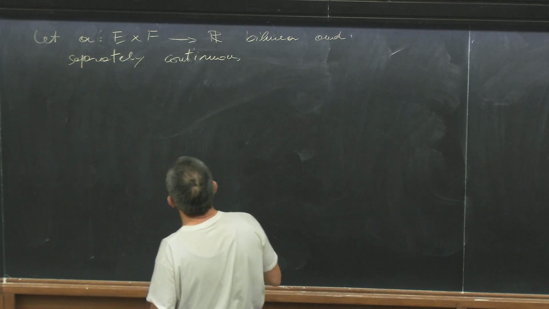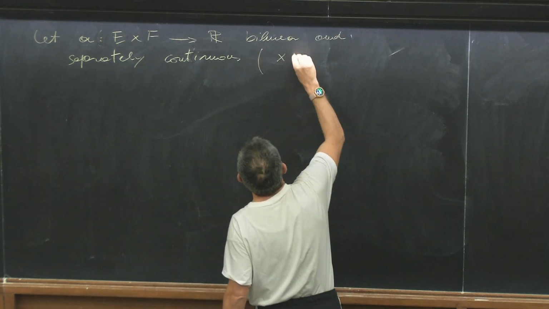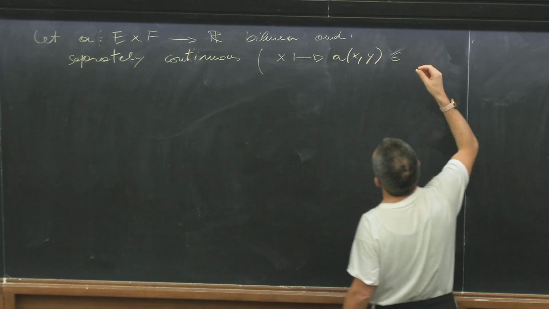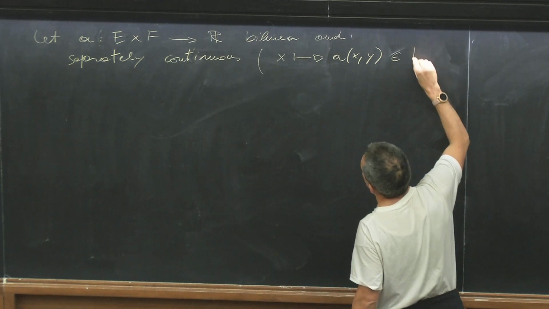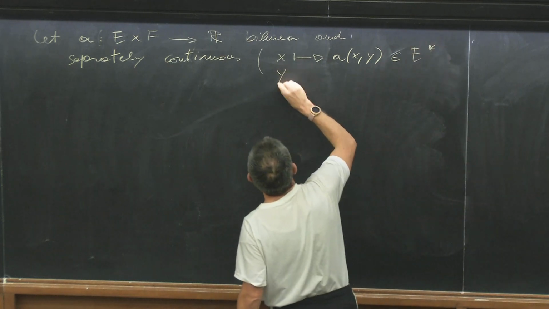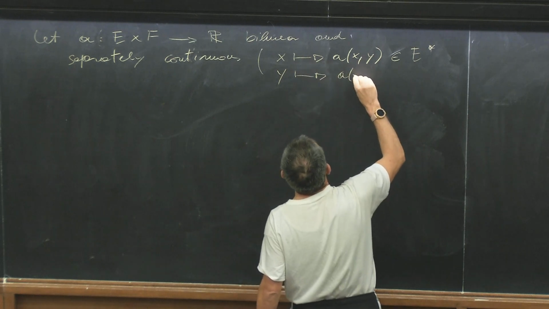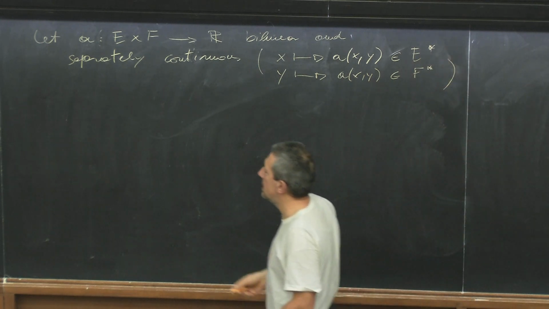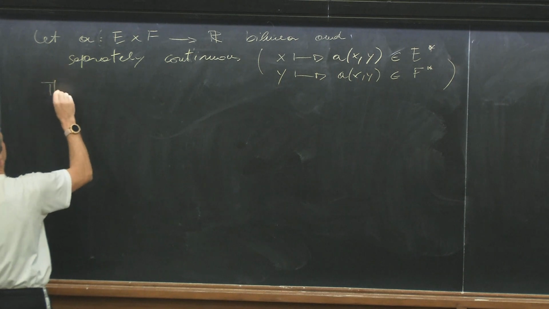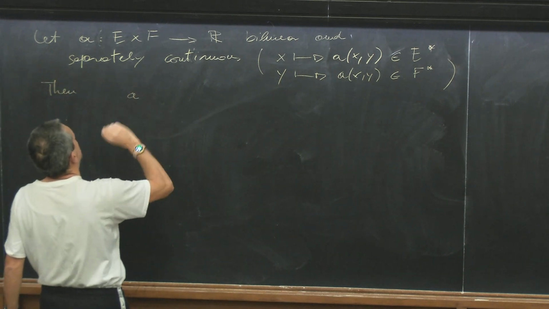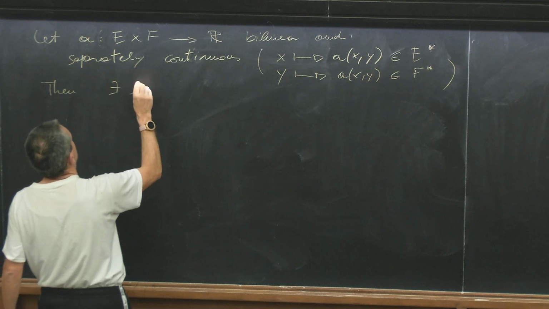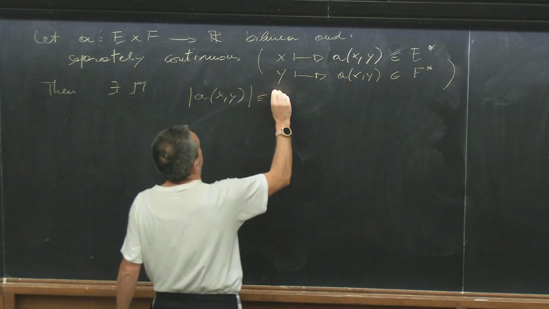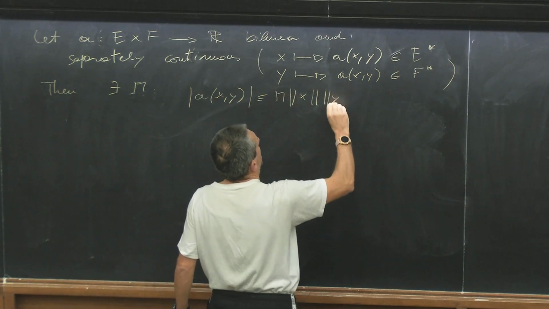So what does it mean? It means that if I fix x, or if I fix y, it is a linear functional in the dual, and it's continuous, it's bounded, by uniform boundedness and Hahn-Banach. Then the result is that there exists a constant M such that the absolute value of A(x, y) is less or equal than M times the norm of x times the norm of y.